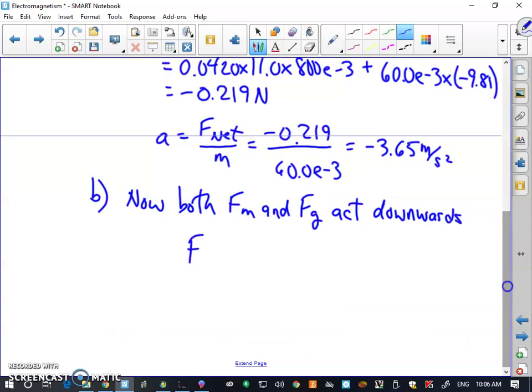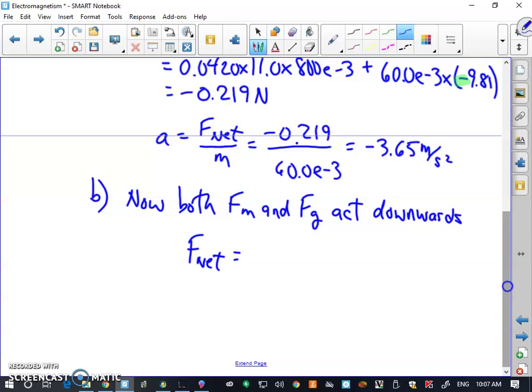We can figure out the F net by going ahead and adding them together. So what I'm going to do is I'm just going to use the calculation from above. There's no sense of writing all those numbers out again. And instead of the negative, which I put in right here, I'm just going to neglect that negative and keep it positive. So decimal 0.42 times 11 times 800 e negative 3, and then plus 60 e negative 3 times 9.81.